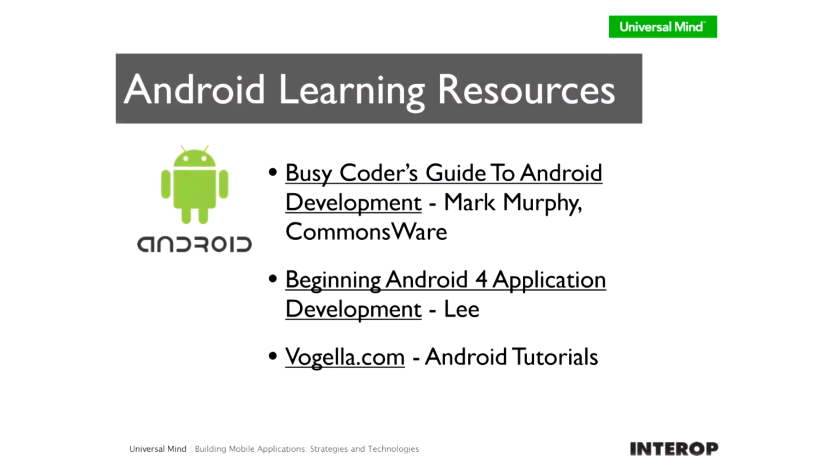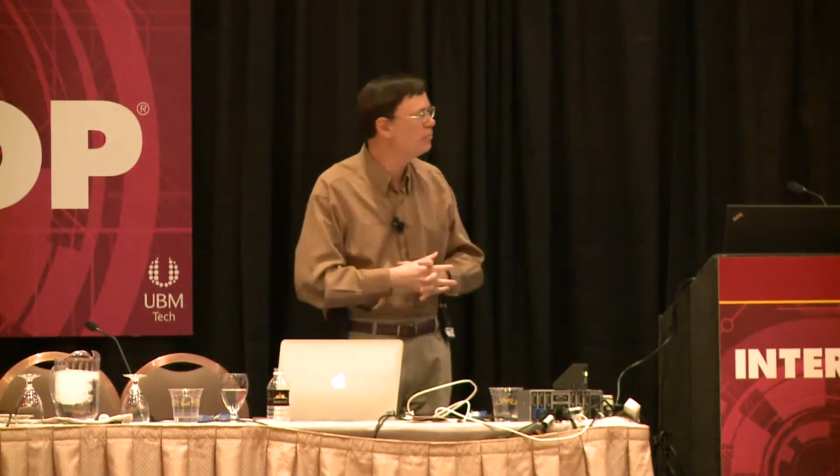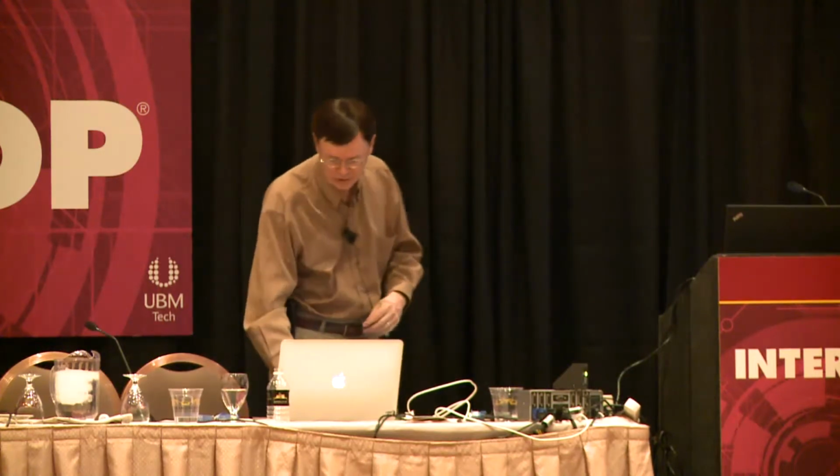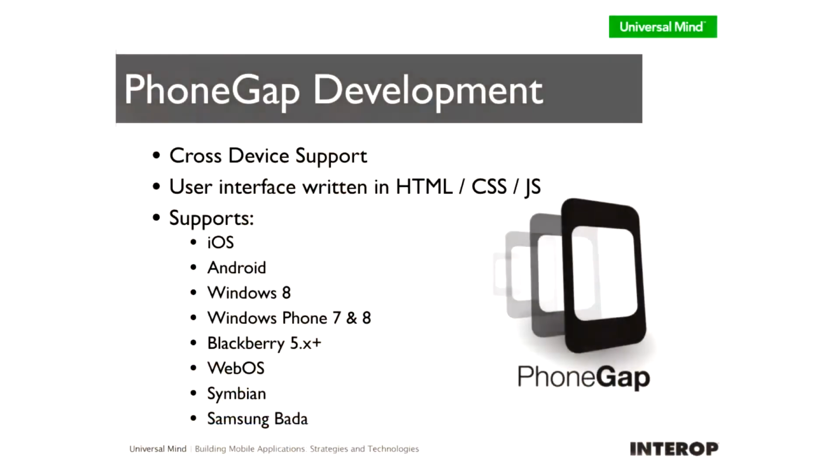Beginning Android 4 Application Development is a little bit simpler book, a little bit shorter in length as well, but that's a good starting point. And Vogella.com is very similar to the Ray Wenderlich site in what it tries to do. I don't find the tutorials to be quite as deep or perhaps formatted out quite as well, but that is a very good resource for learning how to do certain things in Android. So I would encourage you to check that as well.